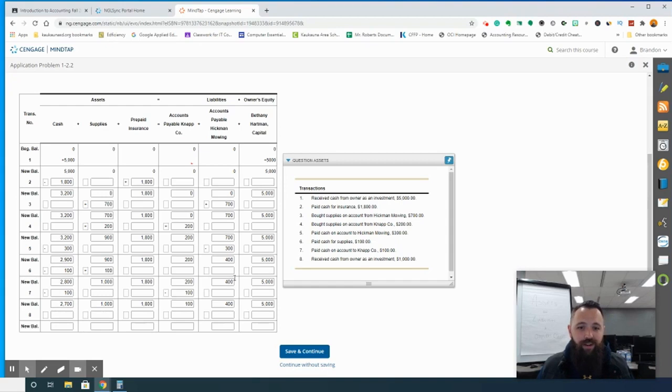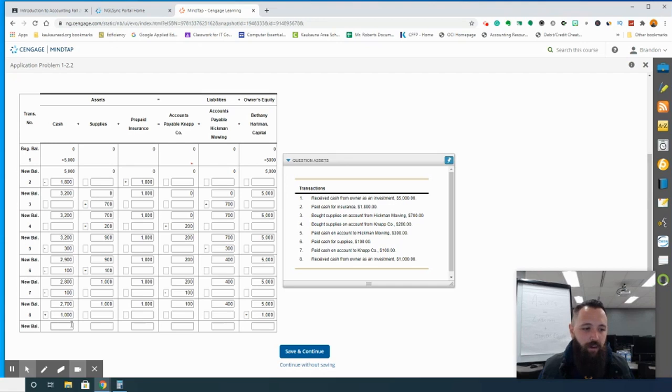Transaction number 8, last one, received cash from an owner as an investment. So it looks like Bethany Hartman is injecting more capital, or more money, into the business. So she is putting in $1,000. So what happens to that cash? Well, it's going to go up by 1,000. And what happens to her stake in the business? Well, it also goes up by 1,000, because she's putting in another $1,000. Okay, so here we go, 1,000 and 1,000.